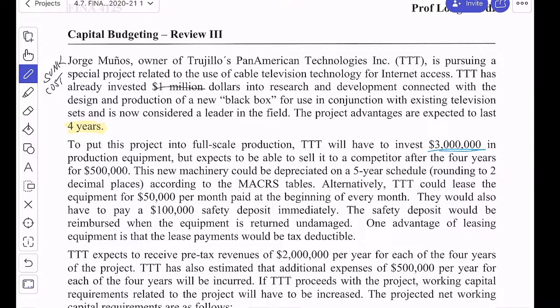But expects to be able to sell in 4 years for $500,000. So that's also part of investment. This new machinery could be depreciated. This is all investment information using a maker's table, 5-year schedule.